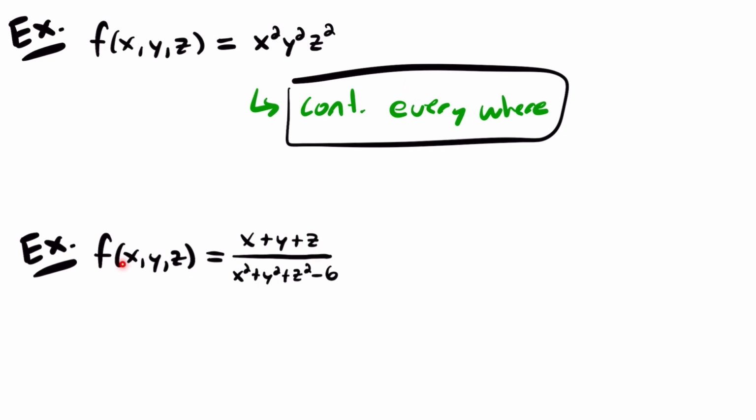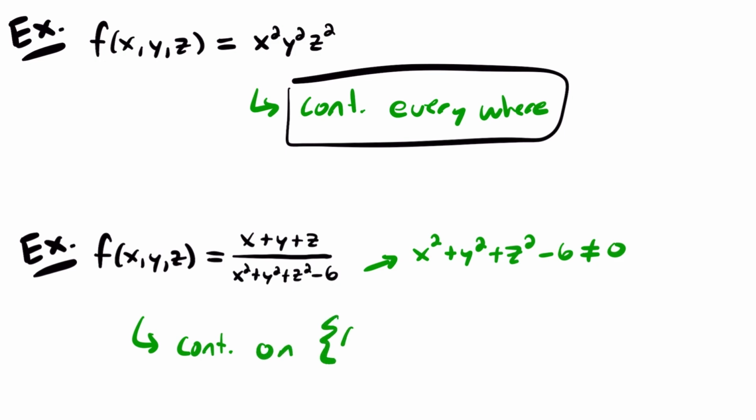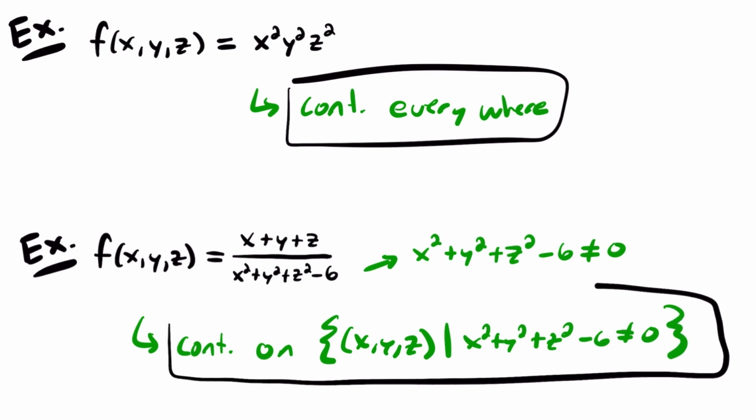All right, but then if we look at this other function here, f of xyz is equal to x plus y plus z divided by x squared plus y squared plus z squared minus 6. Just like with any other rational function, that denominator can't be 0, so if it is equal to 0, that would be a point where the function is not continuous. So in this case, x squared plus y squared plus z squared minus 6 cannot be equal to 0, which means that this function is continuous on the set of all values x, y, z, such that x squared plus y squared plus z squared minus 6 does not equal 0. All right, that is where that function is continuous.